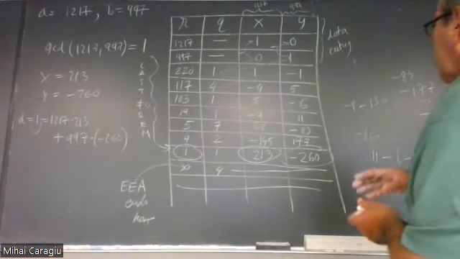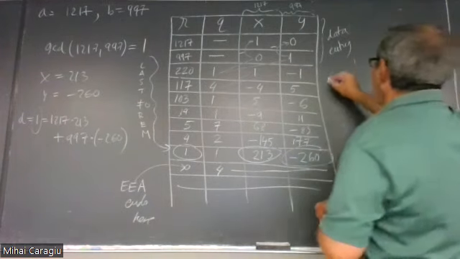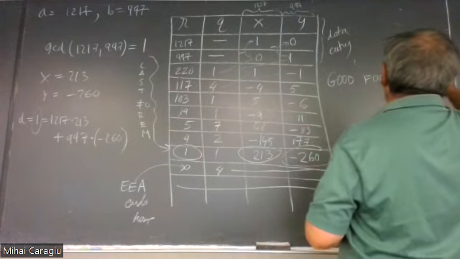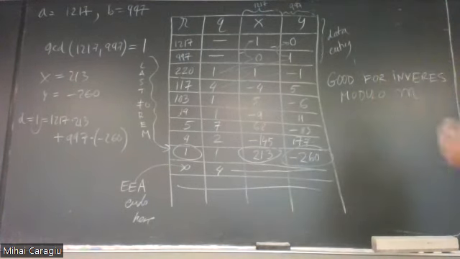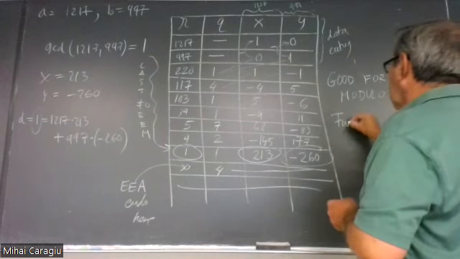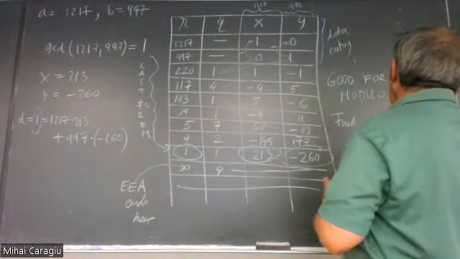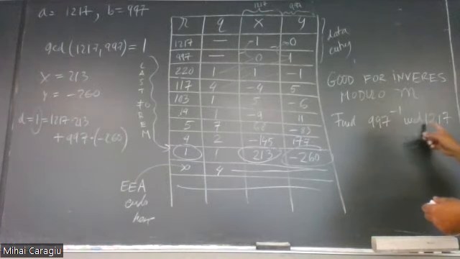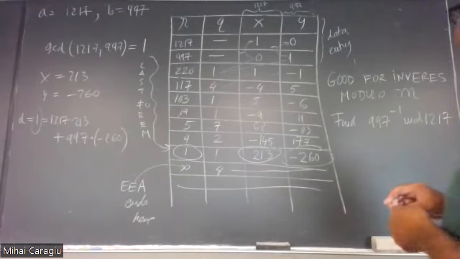Another application of the extended Euclidean algorithm, since we got it here, let's try to do it right now. The extended Euclidean algorithm is good for finding inverses modulo M, the modulus. Somebody may ask, find the inverse of the small number modulo the big number. So 997 inverse modulo 1217. What does it mean? The inverse of 997 modulo 1217 means a number in the ring of integers modulo 1217 with the property that multiplied by 997 modulo 1217 is 1.